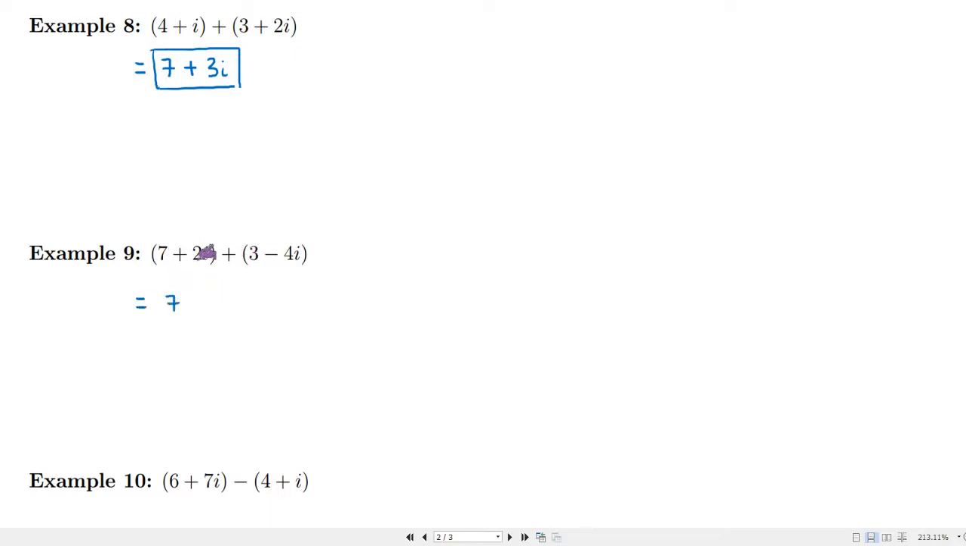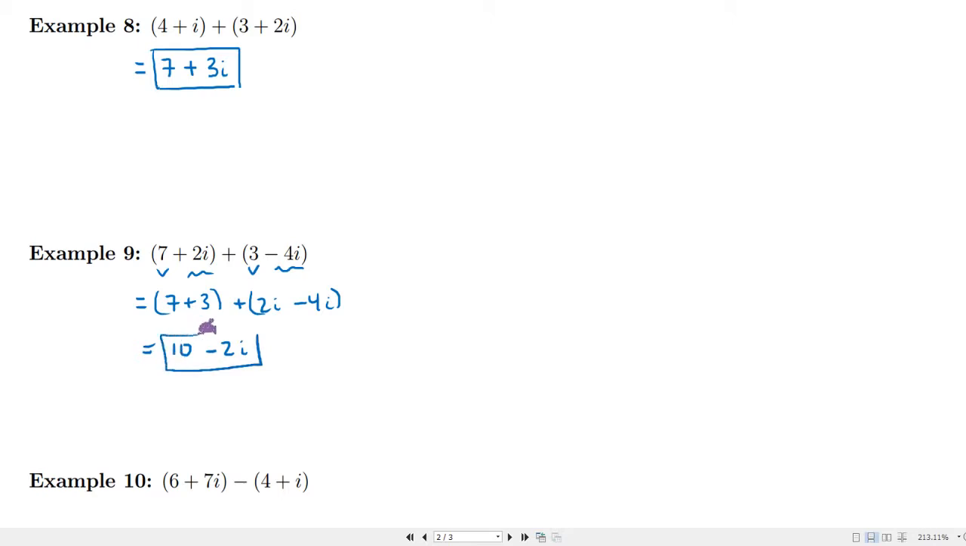Well, you know what? I can move some terms around. So 7 plus 3, those are the like terms, right? These two are like terms, so we'll combine those. And then plus 2i minus 4i, right? Those are the like terms that we'll combine. So 7 plus 3 is 10, and then 2i minus 4i will give us minus 2i.